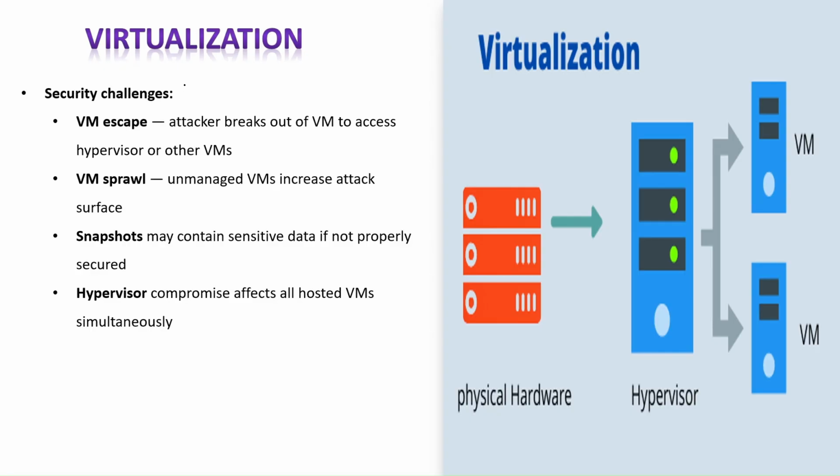Some security challenges in virtualization include VM escape. It is a phenomenon where an attacker breaks out of a VM to access the hypervisor or other VMs. VM sprawl is where we have unmanaged VMs that increase the attack surface. Snapshots that we create using virtualization may contain sensitive data if not properly secured. So if you create a snapshot of a VM, it should be properly secured, because if it contains sensitive data and is compromised by attackers, we may lose that sensitive data.